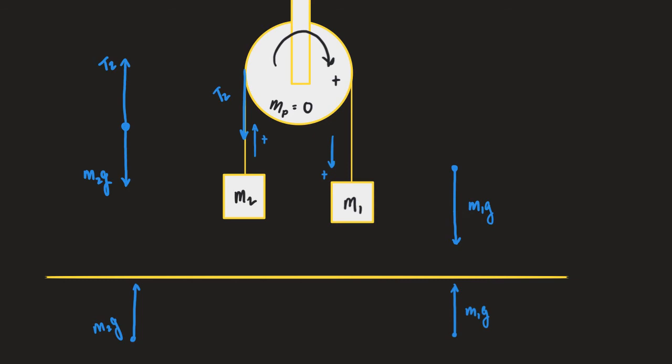Now, I also know there's going to be another tension. That tension is going to act on M1. It's going to be upwards, but I need to draw T1 so that it's less than M2G. Why? Because I think it's going to accelerate downwards. Now, the reactive force is going to be the downward force of T1 acting on the pulley.